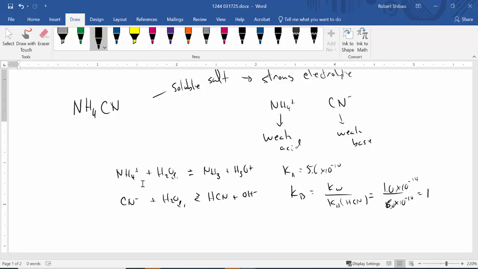That's 1.66 times 10 to the negative 5. Oh, let's compare which one's bigger, 1.66 times 10 to the negative 5 or 5.6 times 10 to the negative 10? Yeah, 1.6 times 10 to the negative 5. So ammonium cyanide is going to be basic. Should be an overall basic solution.